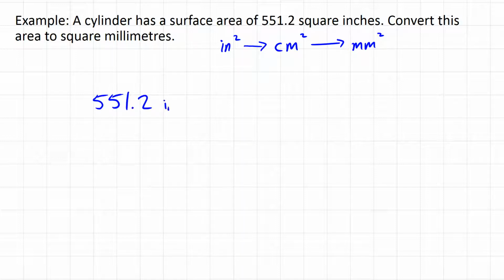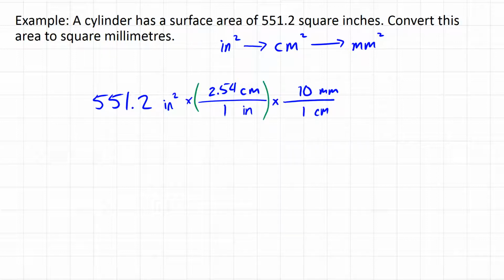So 551.2 square inches times, well, the first fraction is going to take me from inches into centimeters. That's 2.54 centimeters for every 1 inch, times, and then I want to go from centimeters into millimeters. So I have centimeters and millimeters. 1 centimeter is the same as 10 millimeters. And again, inches squared and inches don't cancel, so I have to square the fraction, and I'm going to have to square both fractions.